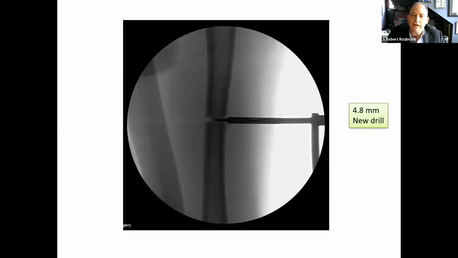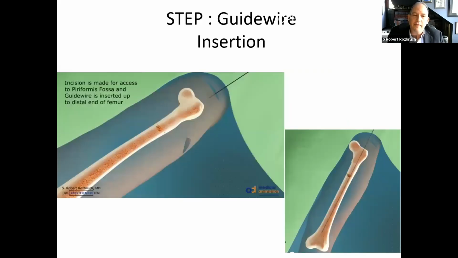So this is what it looks like on x-ray. We use a 4.8 millimeter drill. We use a soft tissue protector through that little poke hole incision, the 1 centimeter skin incision, and we do multiple drill holes, typically at least 6 drill holes. Second step is a percutaneous entry into the proximal femur, whether it's the piriformis fossa or the greater trochanteric region, as I just mentioned to you.